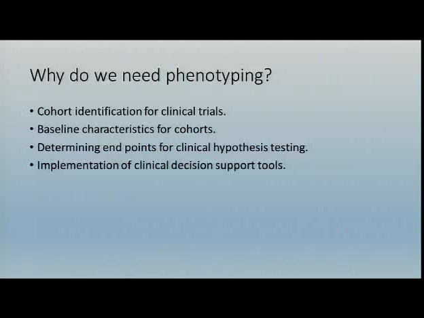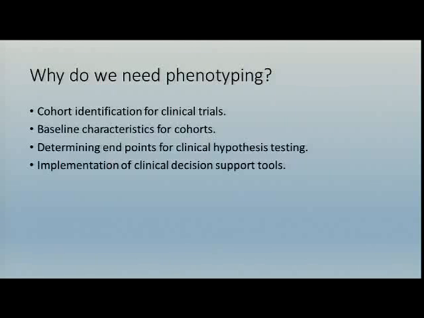So why do we need phenotyping? Well, we do know that we need better ways to identify cohorts for trials. We need to have a better sense of the cohort's multiple clinically relevant elements, such as their demographics, their comorbidities, and other things that are relevant for trials. Baseline characteristics is only one of them. You can refer to that as Table 1 in any clinical trial paper.